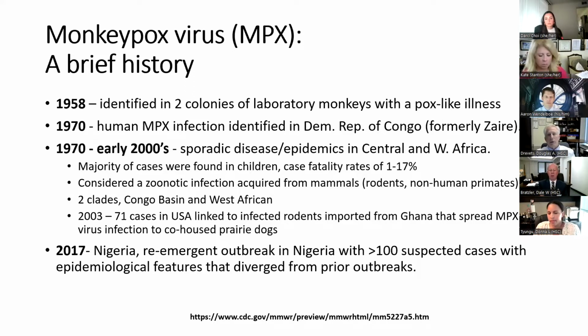And then in 2003, there were 71 cases in the United States, also linked to rodents, but these were rodents imported from Ghana. They were sick. They were co-housed with prairie dogs at a central facility, and the prairie dogs got infected. And then as these prairie dogs were sent around the country to be pets, people and veterinarians got infected from them. And then most recently, in 2017, Nigeria had a reemergent outbreak with over 100 cases with different kinds of features. I say it was reemergent because Nigeria had not had a case for more than 30 or 40 years when this happened. So it was distinctly unusual. Next slide, please.